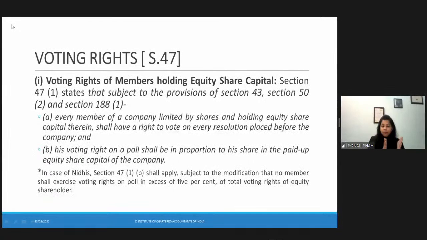When you look at preference share and equity share, I have not drawn the table here. I'm just telling you the points. If you want, you can mention it. But if you have understood preference and equity share, you will be able to understand it. Okay. Now, coming to the difference between the preference and equity share.